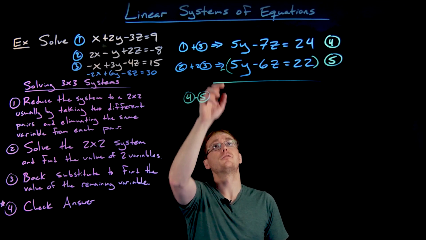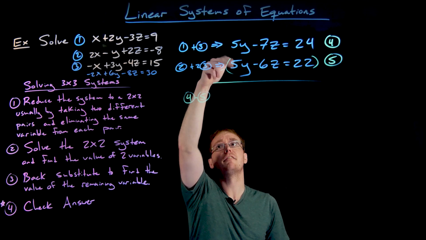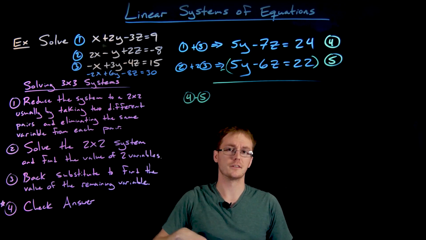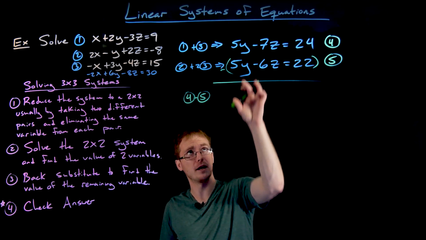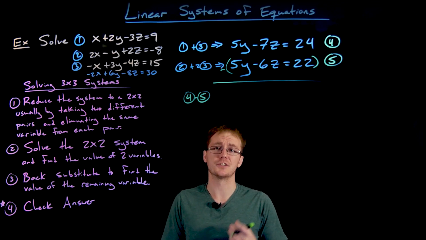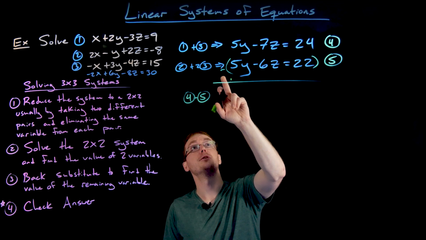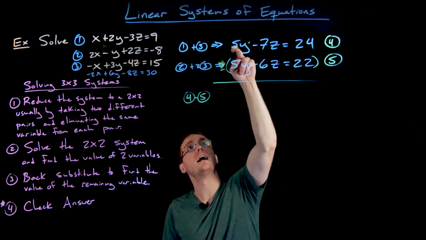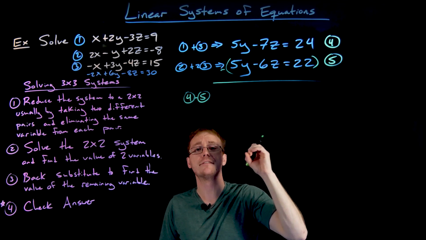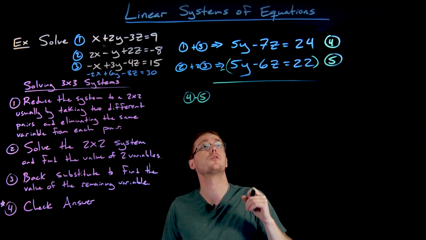So now we can notice if we subtract equation 5 from equation 4, or we could do the difference in the opposite order, it doesn't matter. Either way, if we subtract these equations, the terms involving y will cancel each other out. So you have to be careful with distributing this negative though. So we have 5y minus 5y giving us 0y, or canceling out the y's.